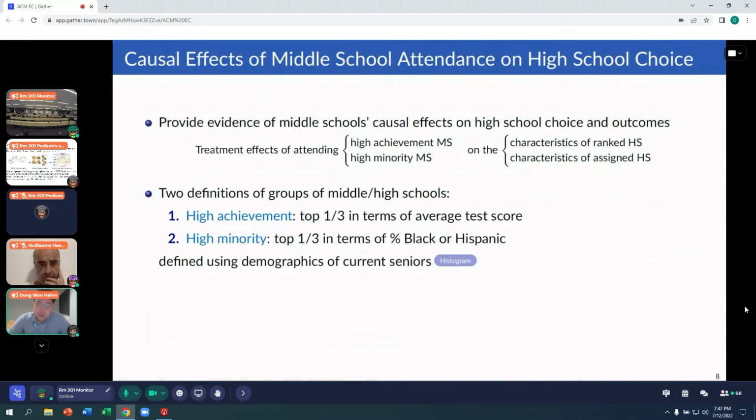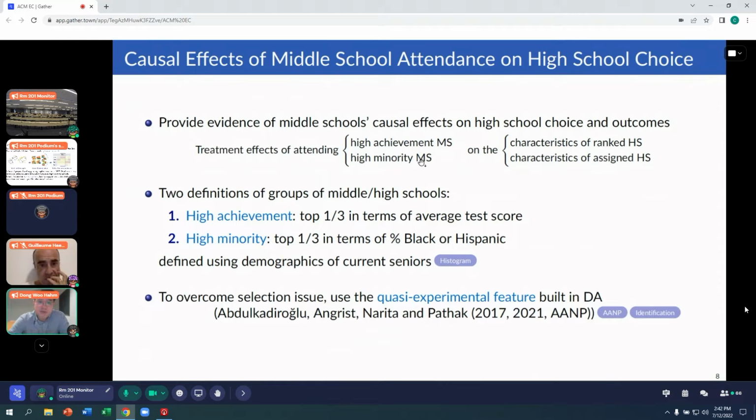Throughout the paper, we're going to use two groups of schools. The first one is what we call the high achievement schools, which is defined by the top third in terms of the average test scores of the students. Second is what we call the high minority schools, defined similarly, but in the proportion of Black or Hispanic students.